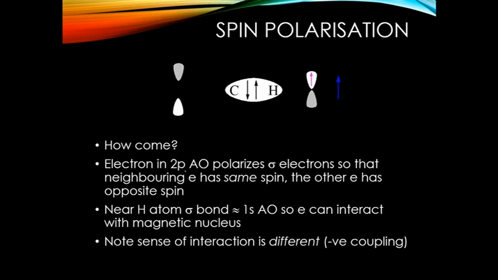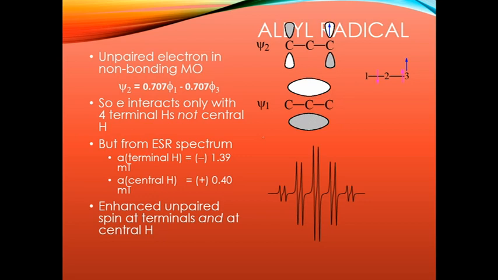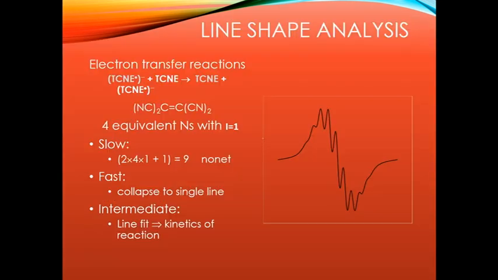You can see that an electron in 2p polarizes sigma electrons, so that the neighboring electron has the same spin, and the other electron has an opposite spin. Near the H atom, one bond is an atomic orbital, so the electron can interact with the magnetic nucleus. So a 2p unhybridized electron can polarize the electron in the atomic orbitals. Then that can be sensed by ESR spectroscopy. That is a very good advantage of having ESR. The same thing is with the allyl radicals, so you get a lot of shapes like that.